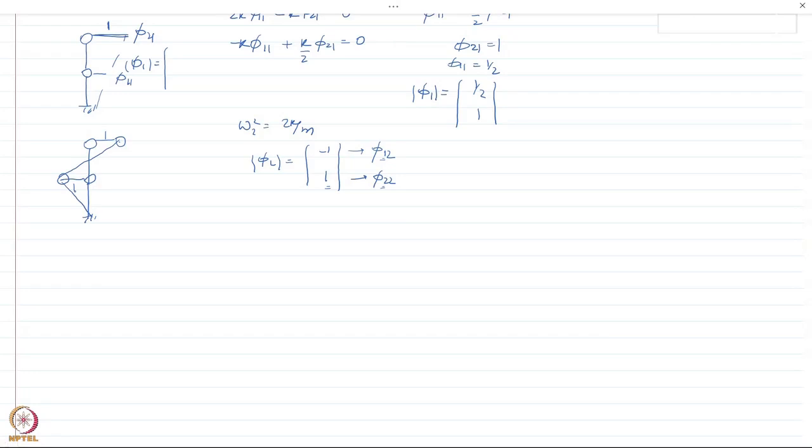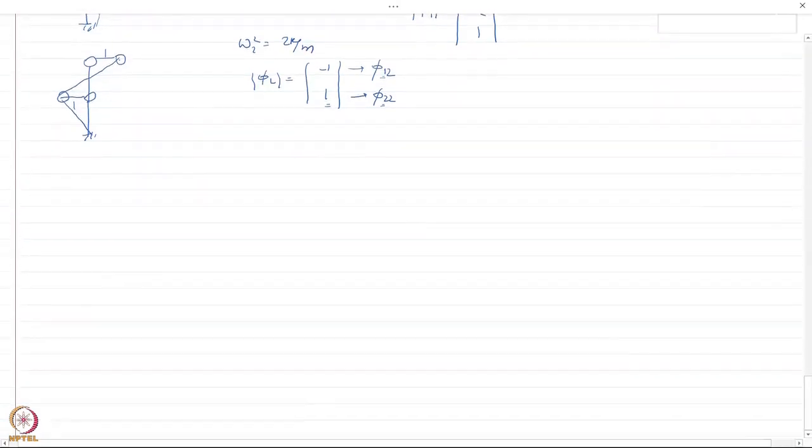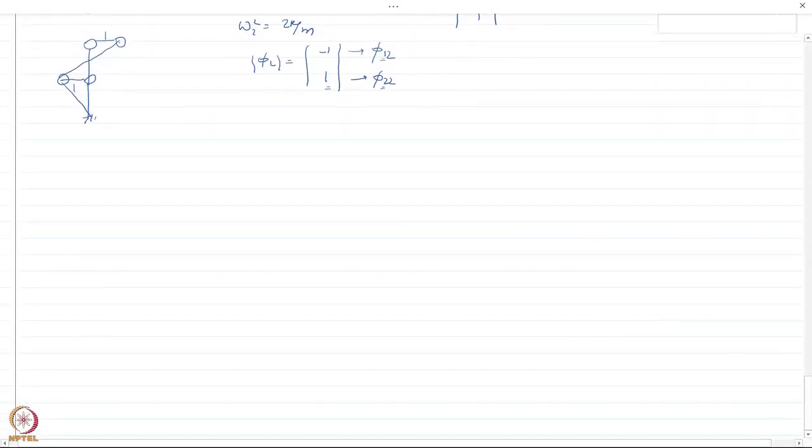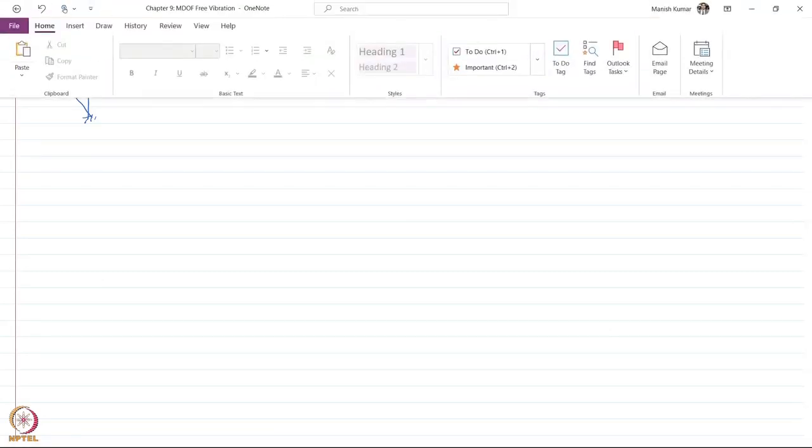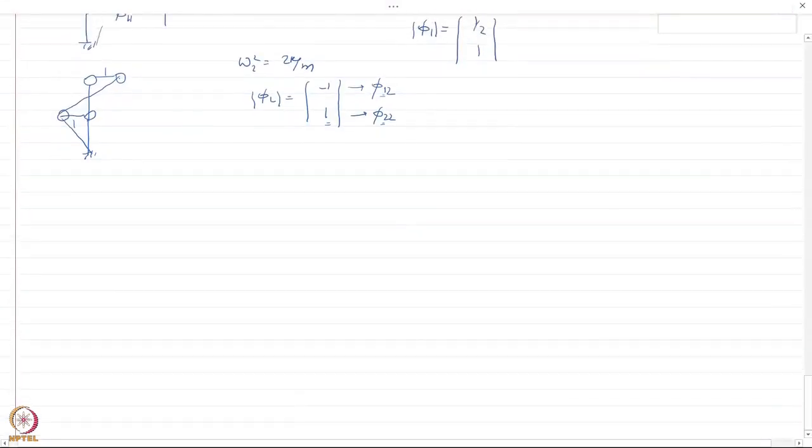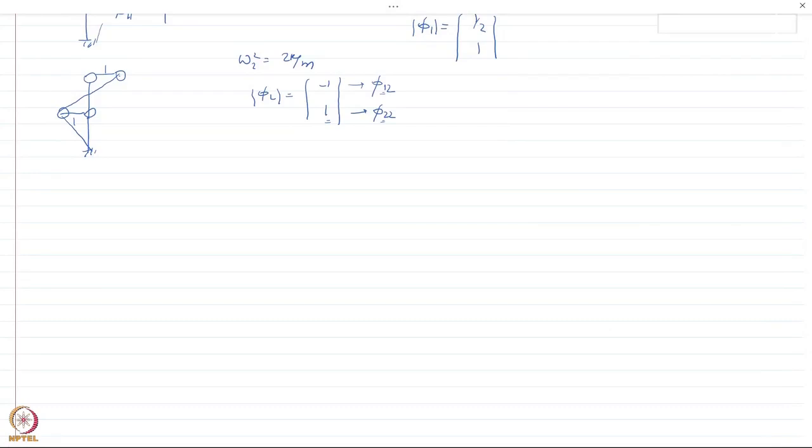Okay, and there are different ways in which you can normalize it. You can normalize it with respect to some specific degree of freedom, or you can also normalize it with respect to some other method. We will see that later. So using this procedure, we can get the mode shape and the frequencies of different modes of a multi-degree of freedom system.